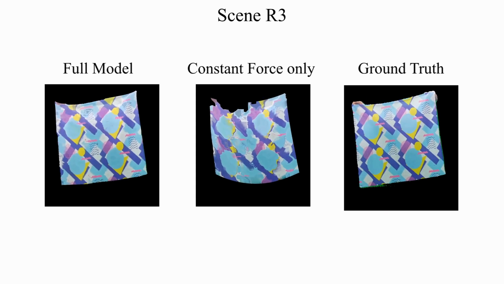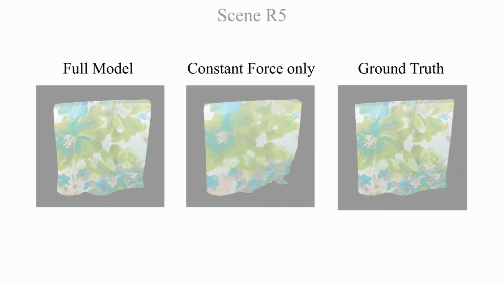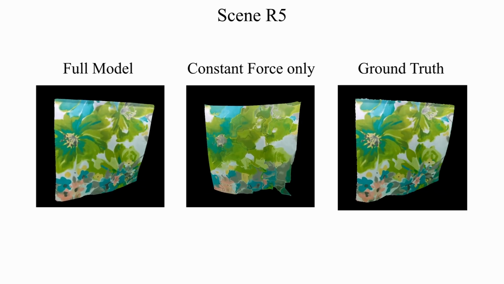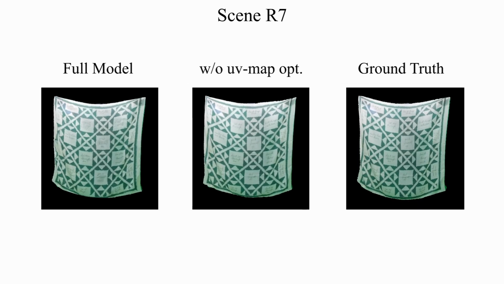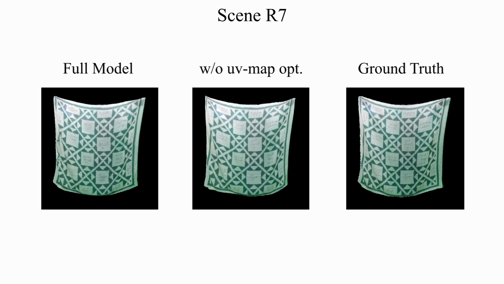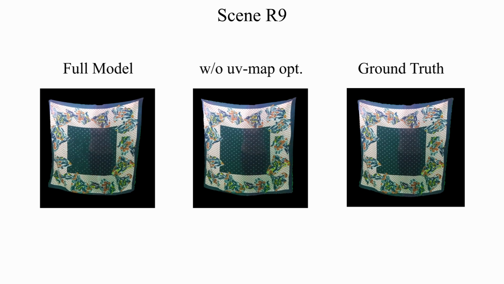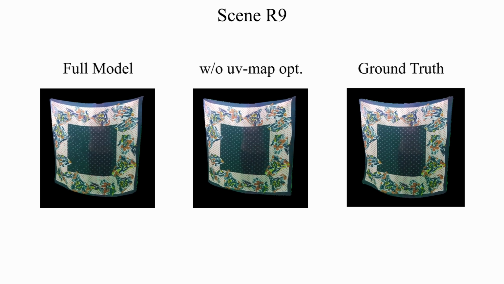We analyze the importance of features in our approach by ablating one feature and comparing it to the full model. The largest differences occur when we only allow a constant external force for all vertices or when we remove the UV map optimization in the scenes shown here. The ablation is less noticeable in the remaining scenes or for different features but still decreases the reconstruction quality. We refer to the paper for the full ablation study.